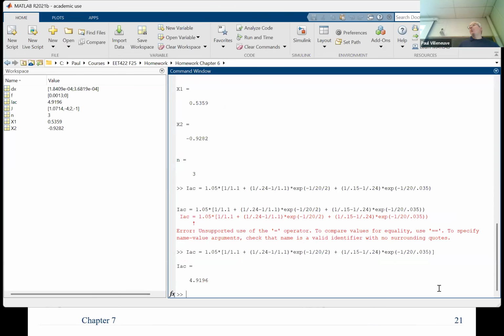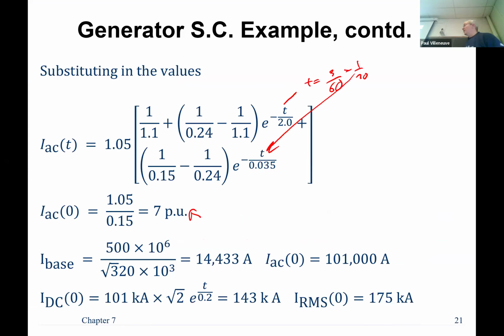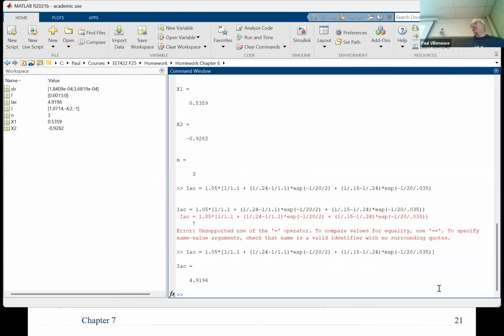So after 3 cycles, just the AC current alone, not even the DC offset, is almost 5 per unit. So that'd be 5 times the 14,000 amps. So this breaker has to interrupt, the AC part of it is 90. I'd have to do the same thing over here. I can do the delay for the DC one to see what the symmetrical value is. So I'd do the 101 times the square root of 2, and I could add it that way, but I'm really more focused on the AC. So you're pulling about 90,000 amps is what you need to interrupt after 3 cycles.